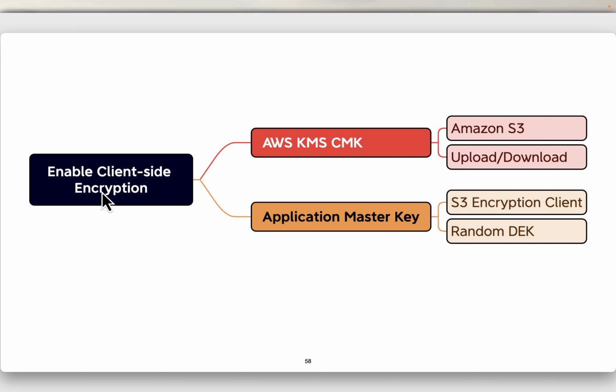To enable client-side encryption, you can use a customer master key, CMK, stored in AWS Key Management Service, AWS KMS. In this scenario, an AWS KMS CMK is utilized for client-side encryption when uploading or downloading data in Amazon S3. Alternatively, you can use a master key stored within your application. With this approach, you provide a client-side master key to the Amazon S3 encryption client. The client uses the master key solely for encrypting the data encryption key that it generates randomly.